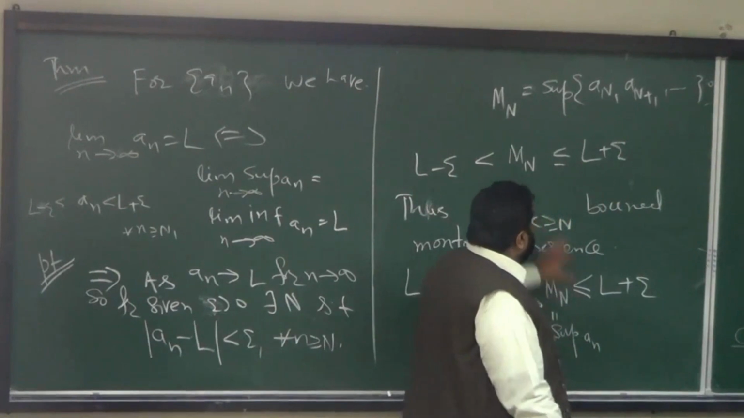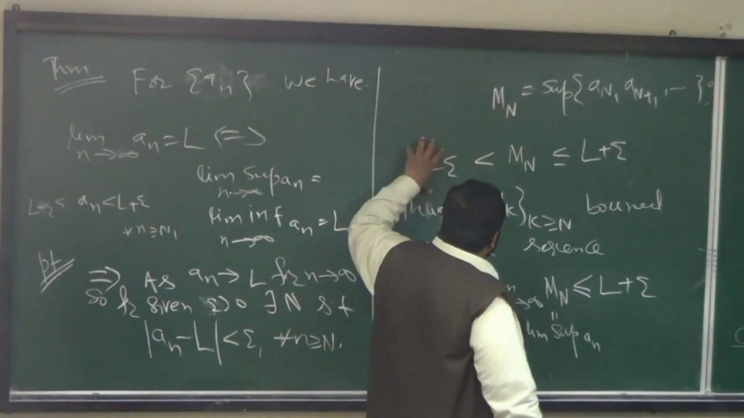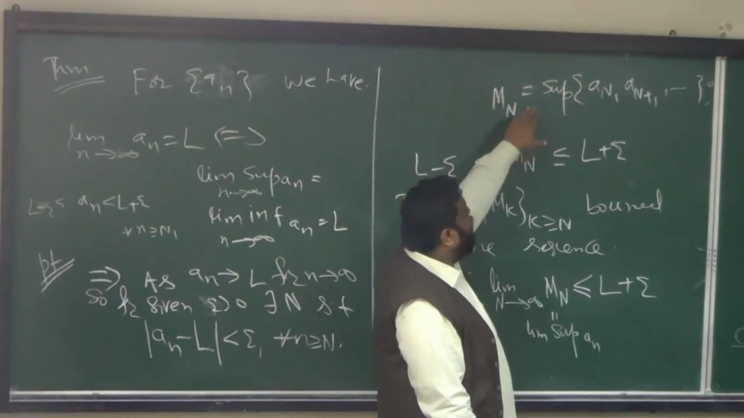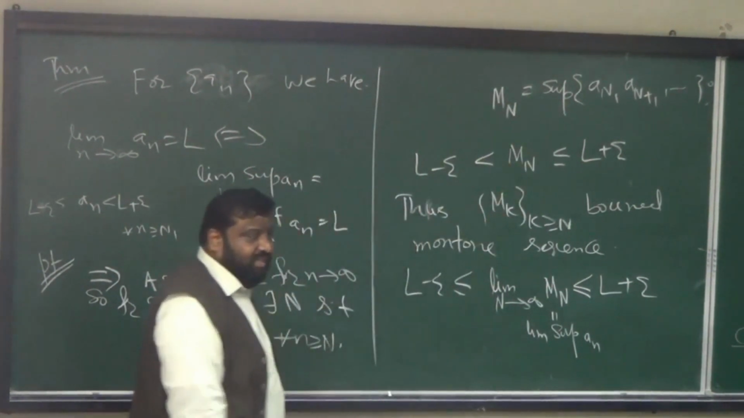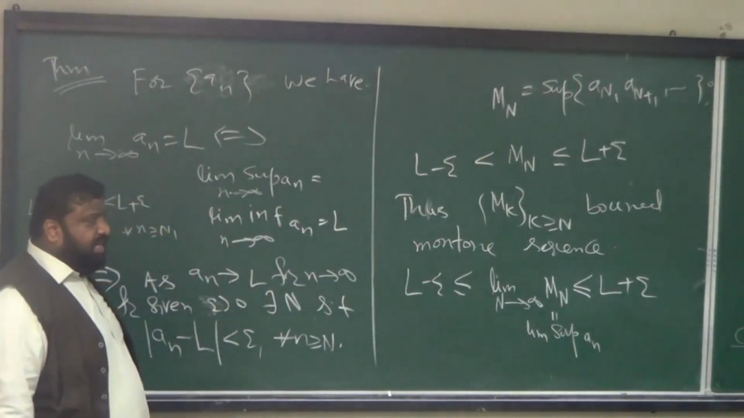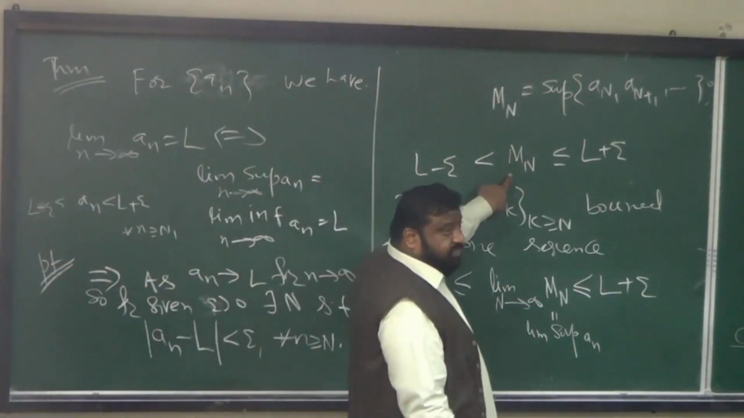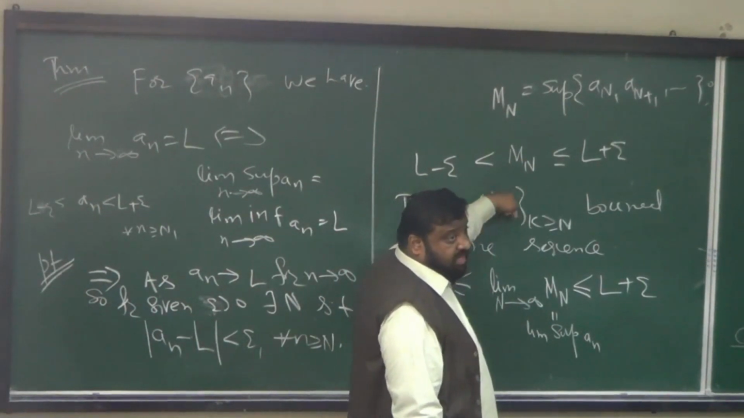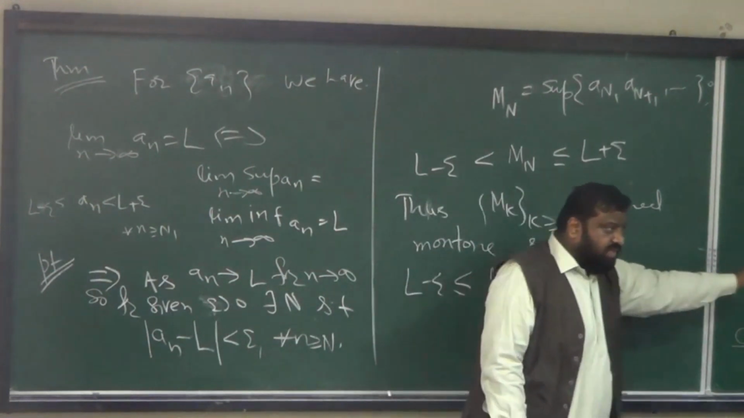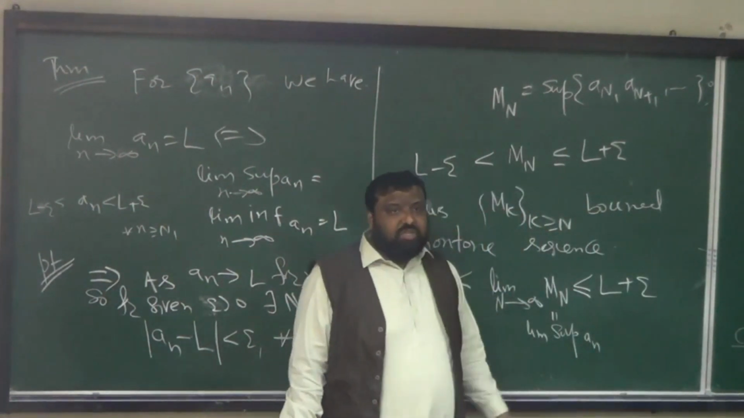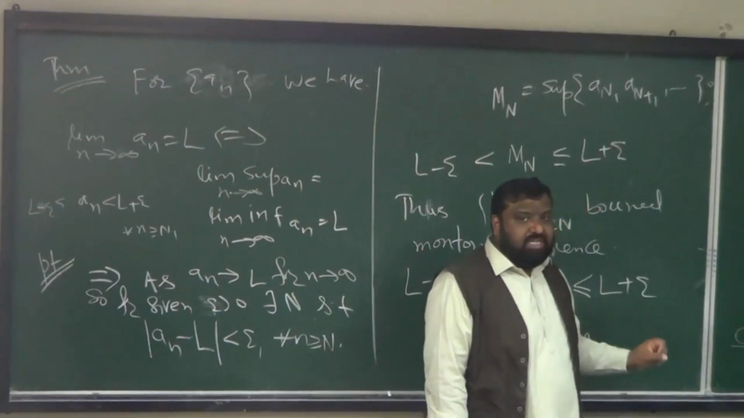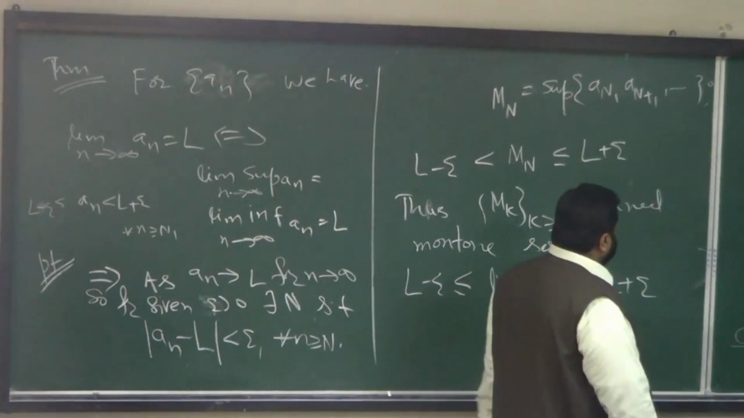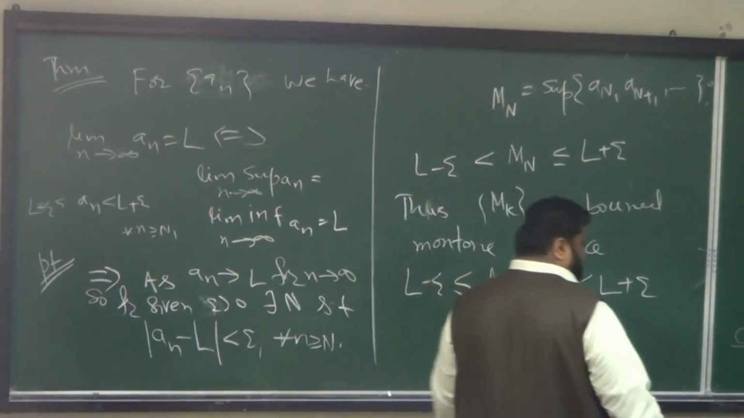Okay. But this Mn cannot be equal to L minus epsilon. Why? Because if it is equal to L minus epsilon, this will no more be a supremum. Then, since this sequence Mn, Mn plus 1, Mn plus 2 is a decreasing sequence, it must converge. So it must converge to what? The infimum.